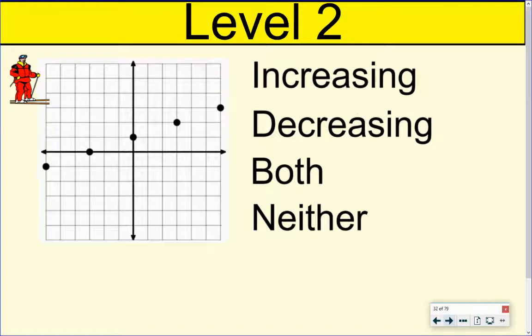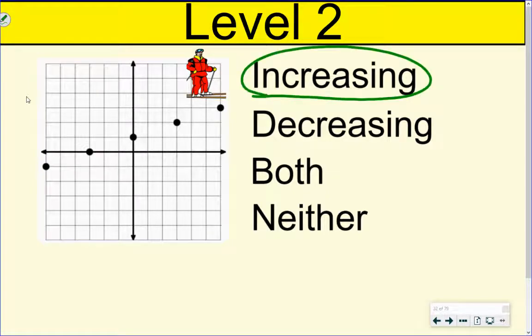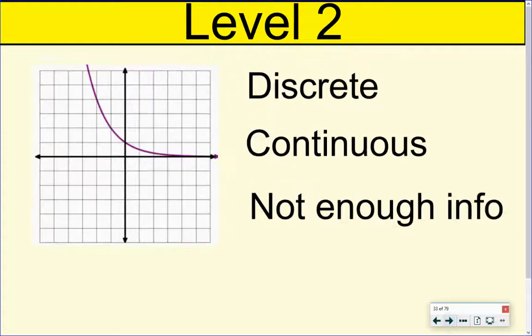Okay, next is increasing or decreasing. So let's have slope dude come here. Slope dude is going up the hill or down the hill. Hopefully you answered that it is increasing. He is going uphill. That means that the y values and the x values are increasing.